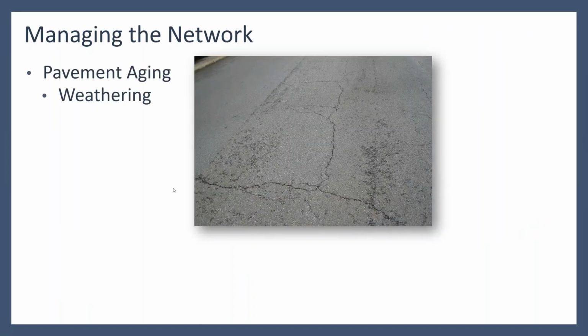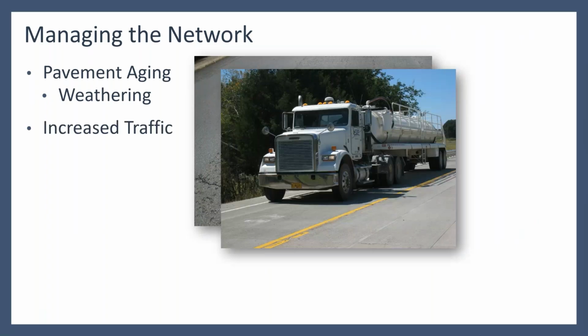So in terms of managing a network, when you look at a roadway, even if you built a brand new road and it was in perfect condition and you did nothing to it and you put no traffic on it, you're still going to have some issues. You're still going to have aging, you're going to have weathering, so that pavement's going to deteriorate no matter what, just because it is outside on its own.